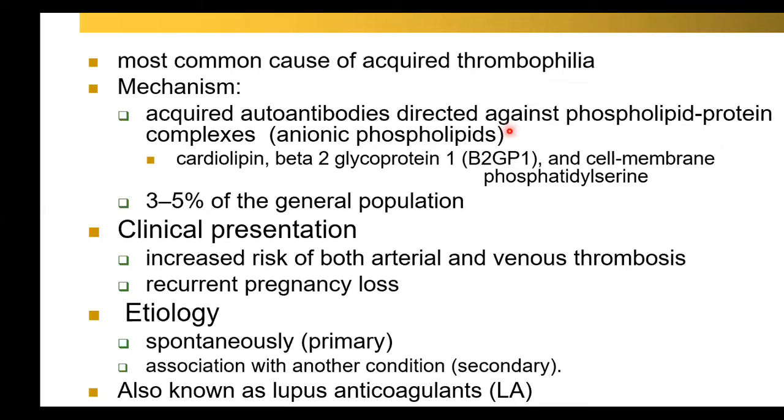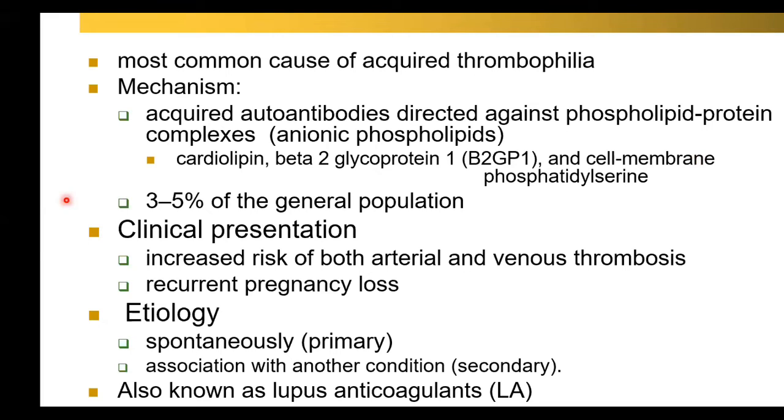But what is peculiar about these autoantibodies is that when you detect them in vitro, rather than reducing the APTT, they increase the APTT because they prevent the binding of clotting factors on phospholipids. So this also becomes a way of detecting antiphospholipid antibodies and diagnosing them.